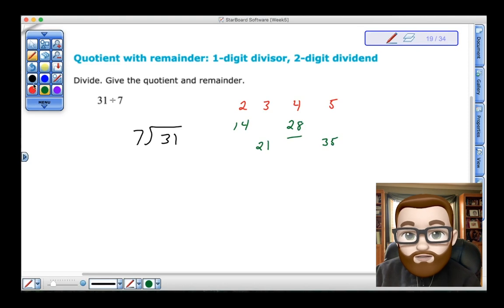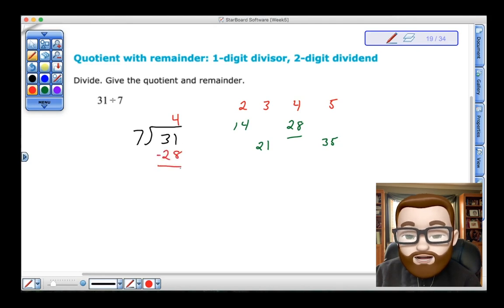So I'm going to take the 4, because 7 times 4 is 28, which is as close to 31 without going over. So I'm going to take this 4 and put it in, not over the 3, because 7 does not go into 3. It goes into 31, so I have to go over the 1 and put my 4. And 7 times 4, we already said, was 28.